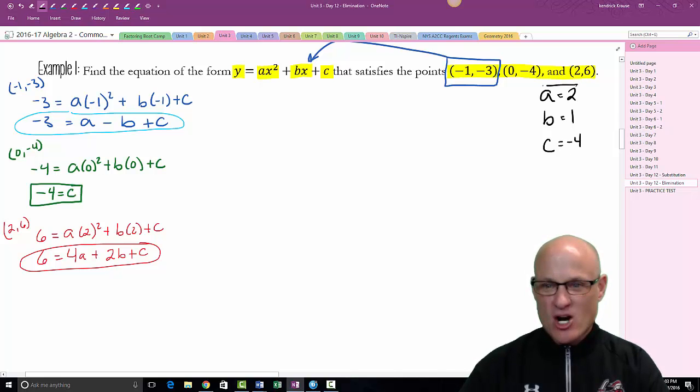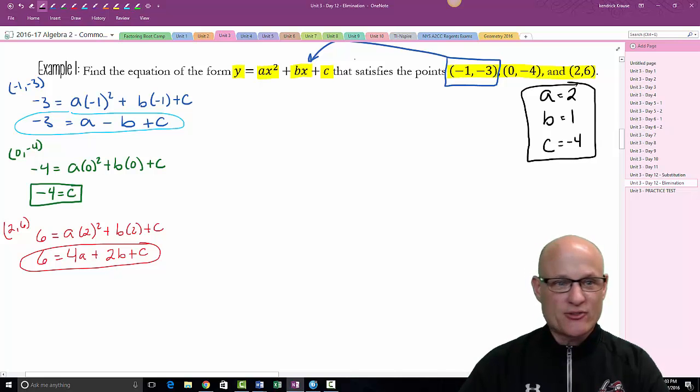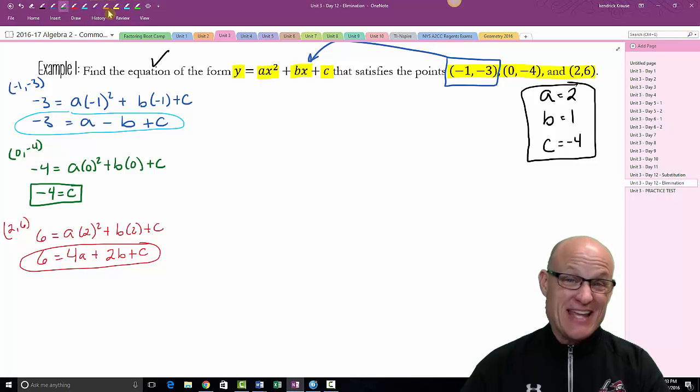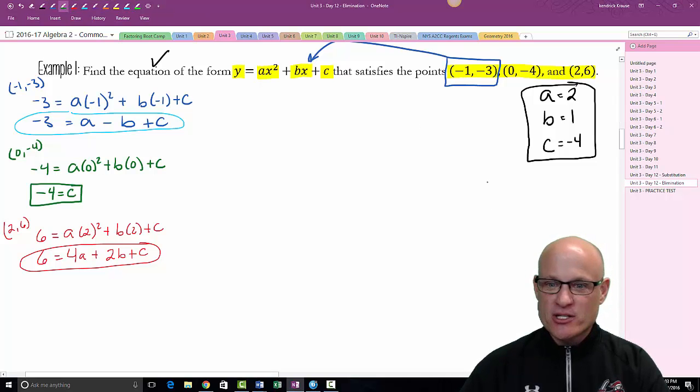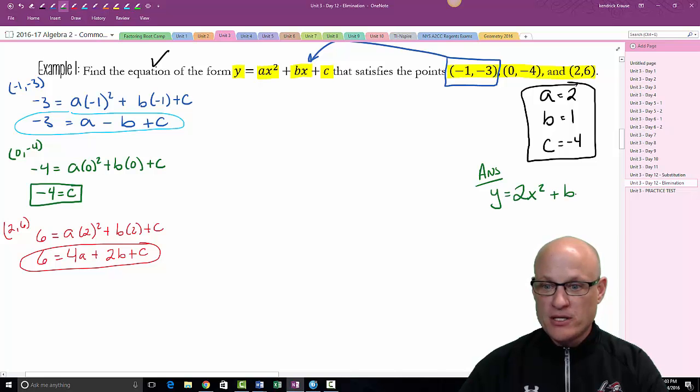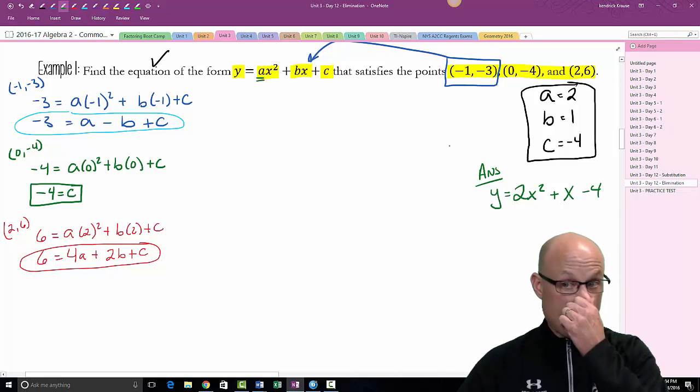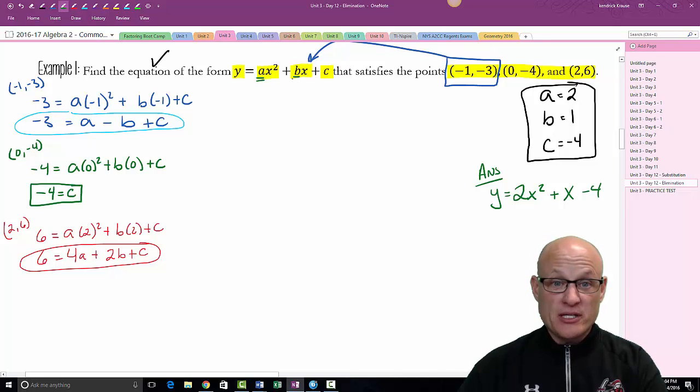Now, while I'm out here, I'm going to already write the answer down. The question says find the equation. So if you don't actually give me the equation, you're not going to be right. This is going to be my answer: y equals 2x squared plus 1x minus 4. A is 2, B is 1, and C is -4.